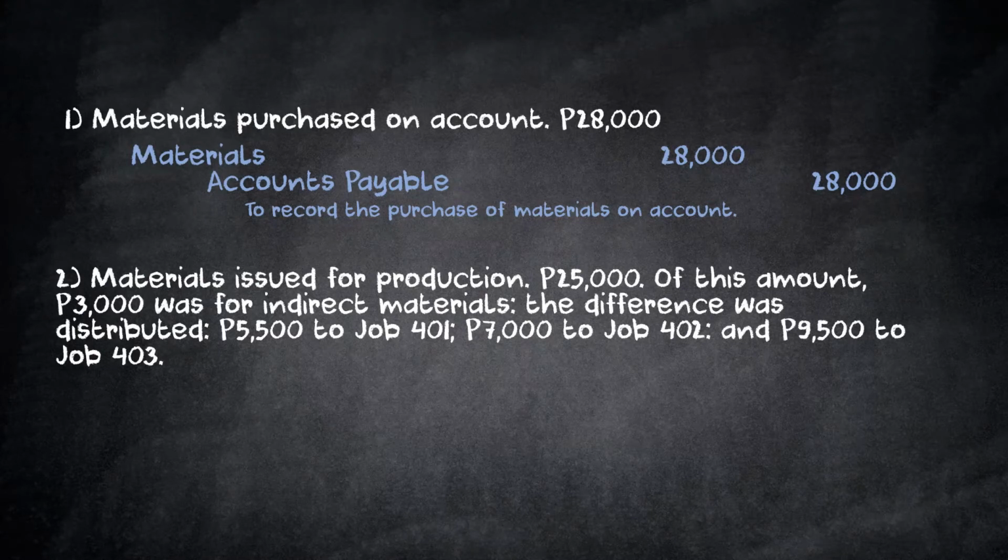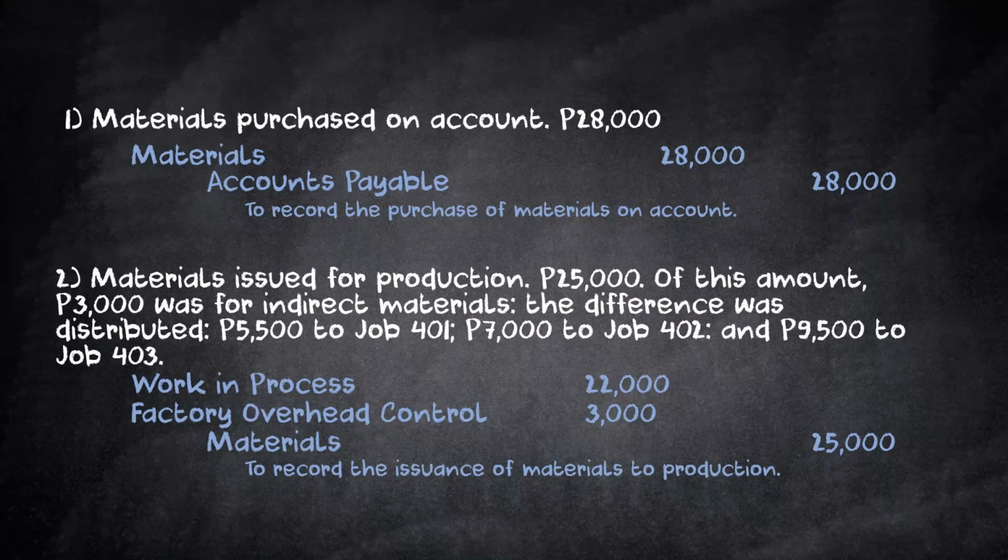Again, it is only a total amount kasi makikita natin sa ating sentence na of this amount, 3,000 was for indirect materials and the difference was distributed. 5,500 to job 401, 7,000 to job 402, and 9,500 to job 403. So, ano kaya ang magiging entry natin ito? Ayan, we have a debit in work in process for 22,000. Naku, bakit kaya 22,000 lang? Ang nakalagay is 25,000. Mali na ba yung entry natin?